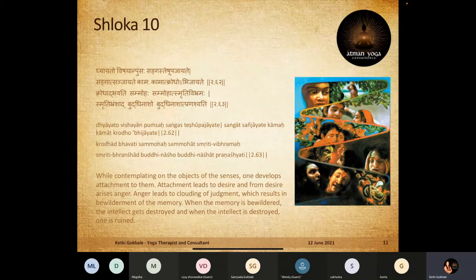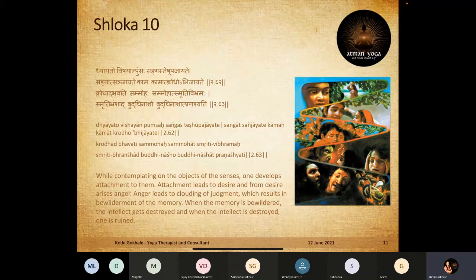These attachments lead to desire that I want it more, I want it more. And from desire arises anger. Now, if I don't get the object of my pleasure, the result is I'm getting angry, I'm getting frustrated, I'm getting disappointed. Then that anger leads to clouding of judgment.